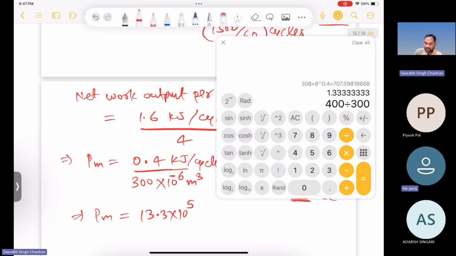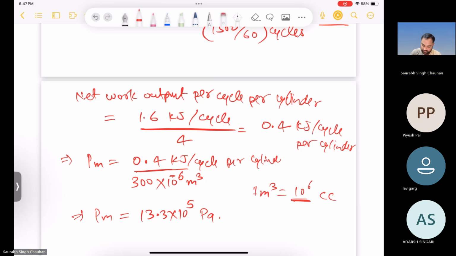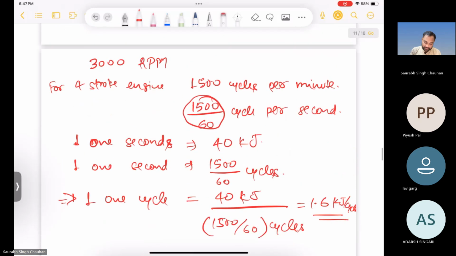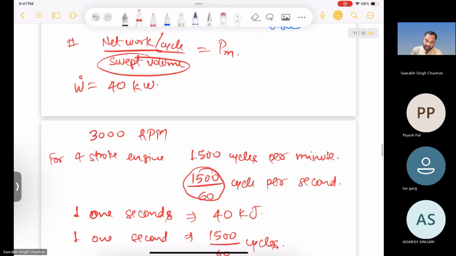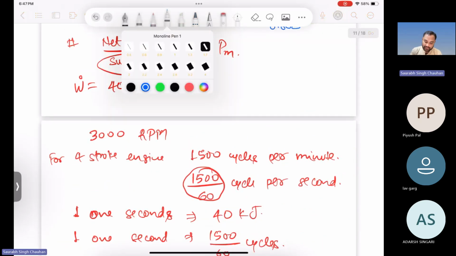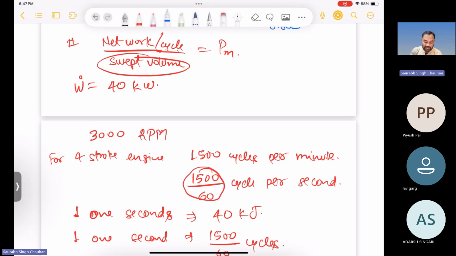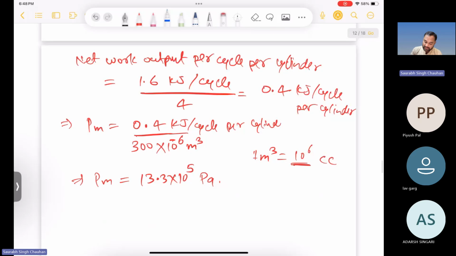What is the 300 there? 300 is the swept volume. The definition of mean effective pressure is net work per cycle divided by swept volume. So net work per cycle is 0.4 kilojoule per cycle per cylinder, right? Then you have to divide by the swept volume. So this is the swept volume, 300 cc.